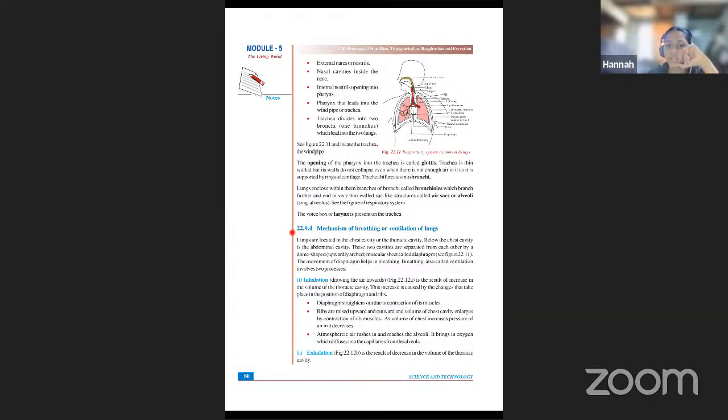Inhalation is the increase in the volume of the thoracic cavity. This increase is caused by the changes that take place in the position of the diaphragm in breath. Now I would suggest please write this point in your notes, because they can ask you about inhalation, the diaphragm status, and the ribs will rise upward. So please, I would request you to read this and write it down in your notes.